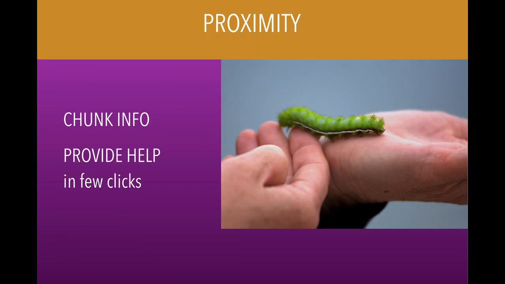And then proximity. If we chunk information together, that makes the experience so much smoother for the user. And if you're going to have help buttons, then help should be within a few clicks. They shouldn't have to go through multiple links to find the help that they need, right?